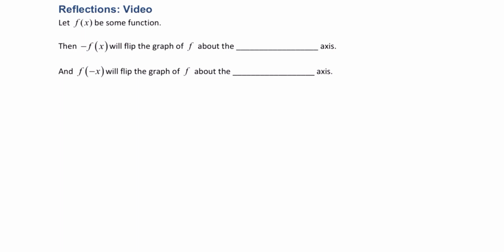In this video, we will look at reflections. Let f be some function. Then negative f of x will flip the graph of f about the x-axis. And f of negative x will flip the graph of f about the y-axis.